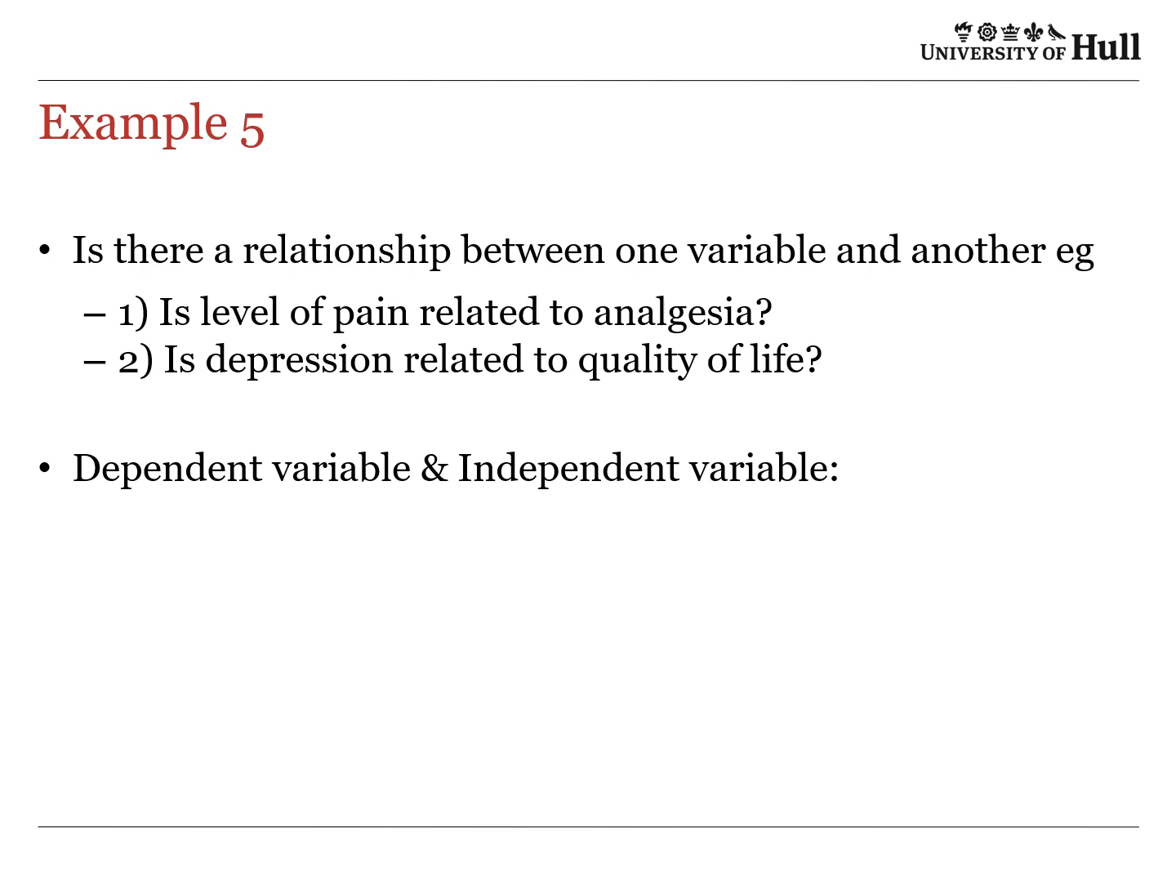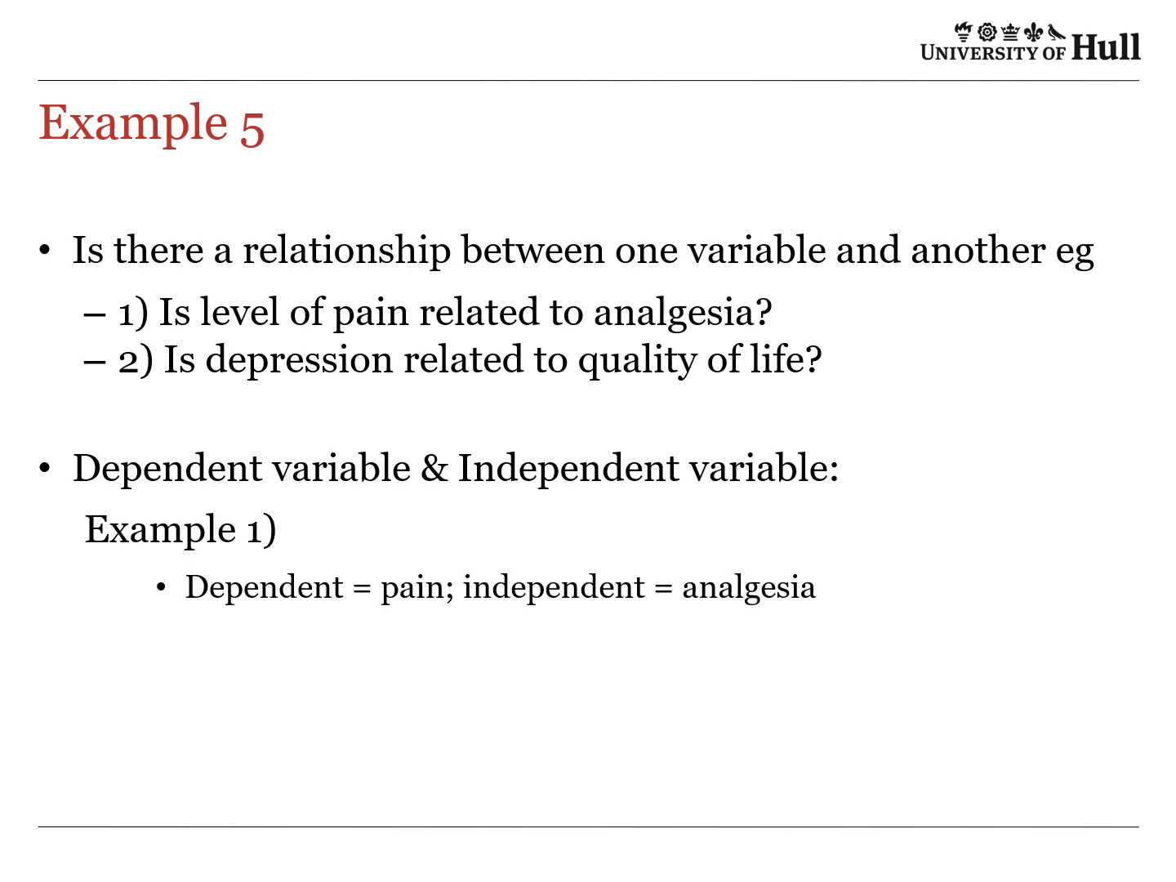here, because we're looking at correlation, and correlation does not mean causation. However, in the first example, the dependent variable would clearly be pain, and the independent variable, the one that you're varying, is the analgesia, and it's the pain that you're interested in. However, in example 2, depression and quality of life, trying to ascertain which is dependent and independent is quite difficult. So really, you've got to be clear when you're using correlation, which is what we're looking at here. You're looking at a relationship and not necessarily at causation.